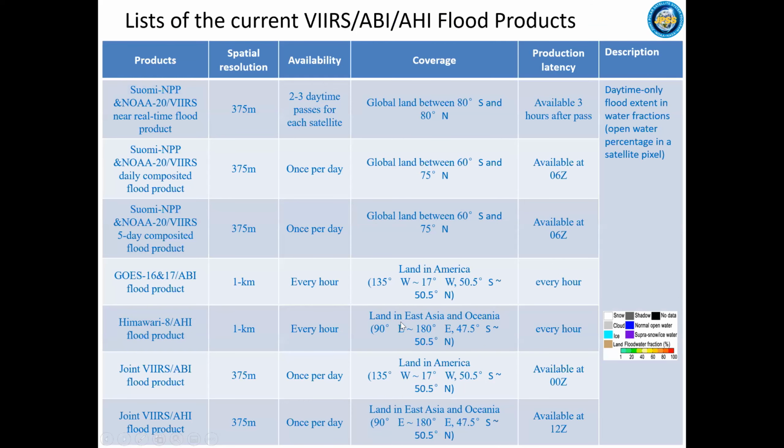This table shows the current VIIRS, ABI and AHI flood products we are delivering right now. There are the Suomi NPP and NOAA-20 VIIRS near real-time flood product, the daily composite product and a 5-day composite product, the ABI flood product, the Himawari-8 AHI product, and the joint VIIRS-ABI and joint VIIRS-AHI flood product.